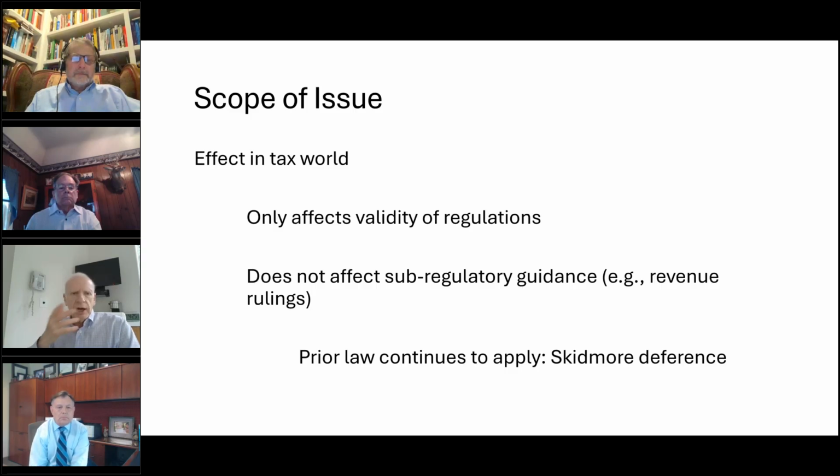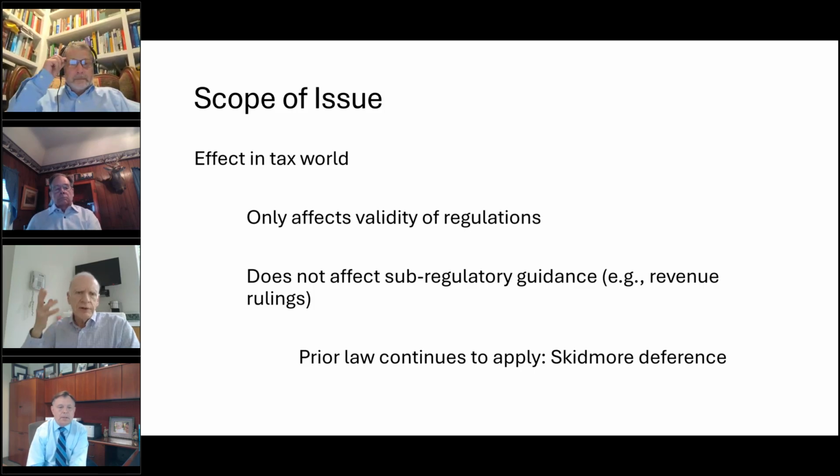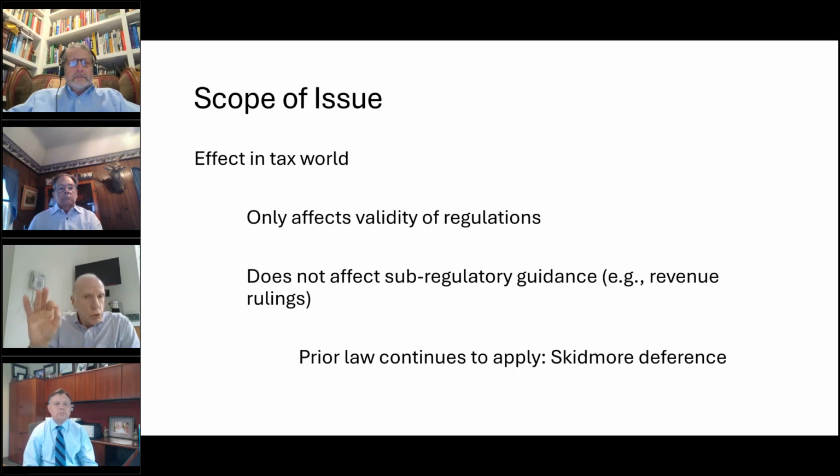So on this slide, I talk about the scope of the issue. What's the effect in the tax world? What's the real bottom line effect of this? What I say here is that what we're dealing with only, exclusively, is the validity of regulations, okay? If you're talking about whether a revenue ruling, for example, or a notice is valid, that's not implicated here. That has nothing to do with Loper and Chevron. We're only talking here about the validity of regulations.